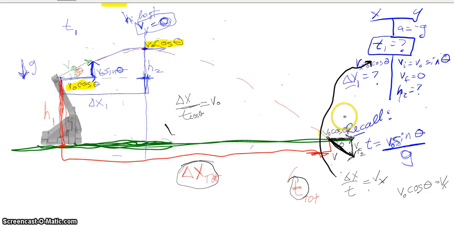The other part of that is, once you have all of this information, like let's say once you get x1 and you know that you have x total, guess what else you can find? Delta x2, because delta x total equals delta x1 plus delta x2. And if you already have this, because you can solve for it here, and you already have this, you're good.